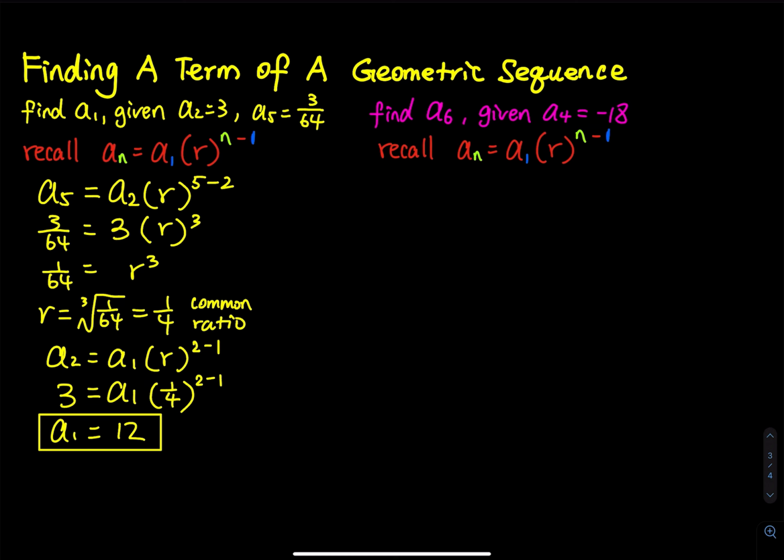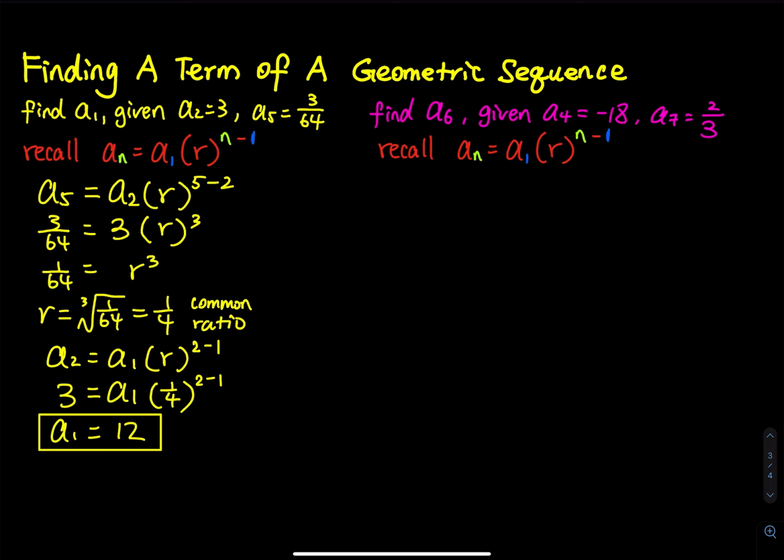All right, moving on to the second problem. You are trying to find a_6. You have a_4 equals negative 18, and there is another given: a_7 equals 2 over 3. I have to give you two terms in order to find a_6. I just forgot to write that at first.